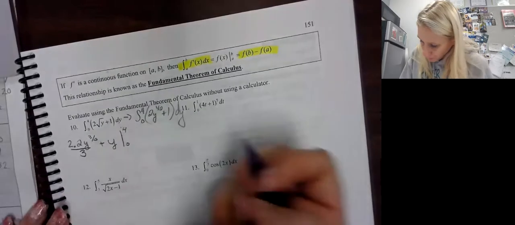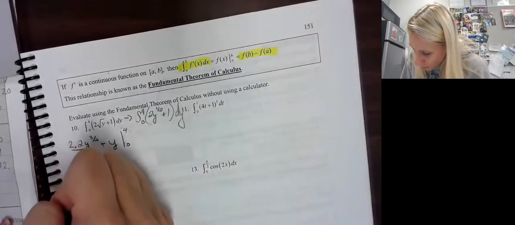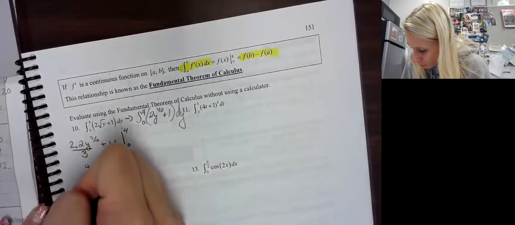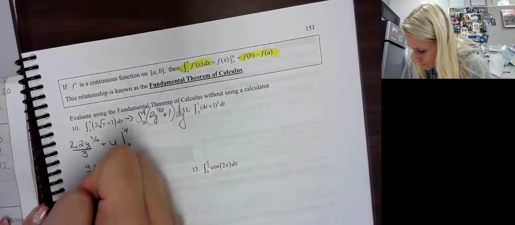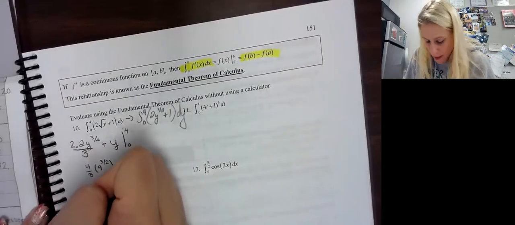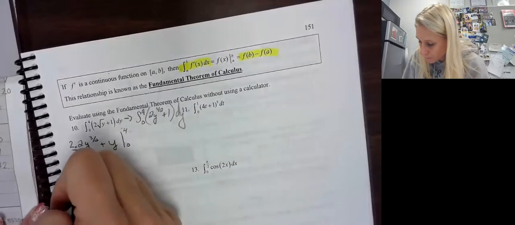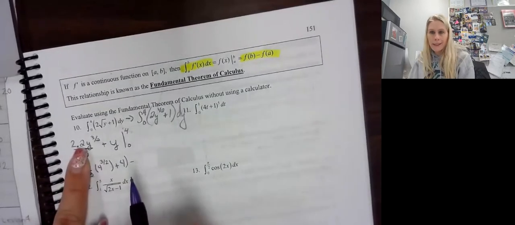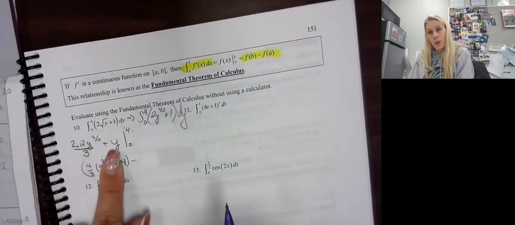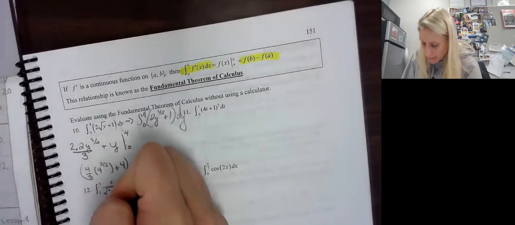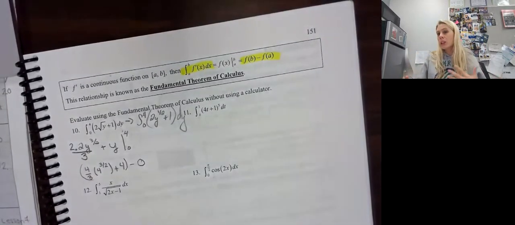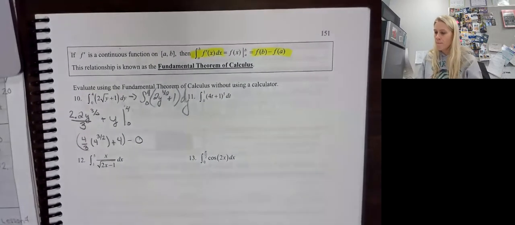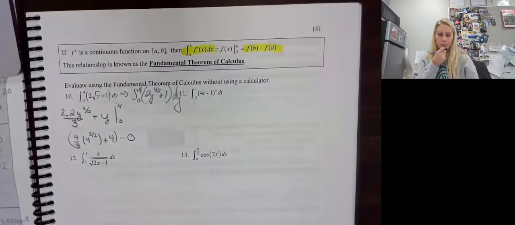Excuse me. So I have 4/3 times 4 to the 3/2 plus 4. Okay, so that's plugging in the 4 minus plugging in the 0. Well, if I plug in 0, I get 0. Plug in 0, I get 0. 0 plus 0 is 0. And you can leave it like that, especially if it's a free response, so you don't have to worry about simplifying. Okay, let's try that again.